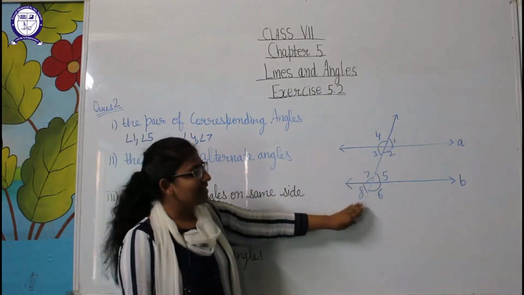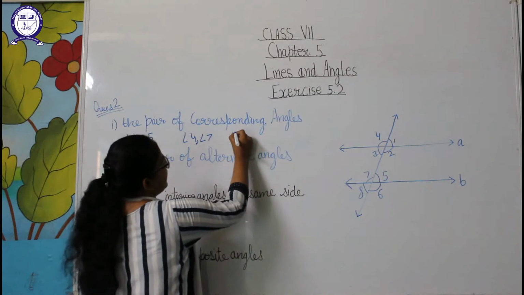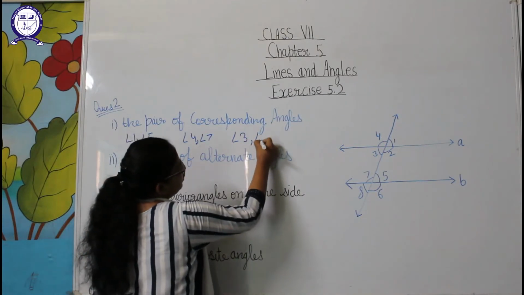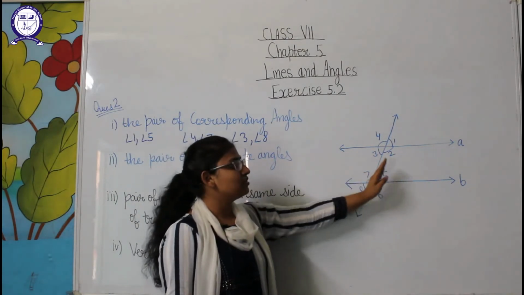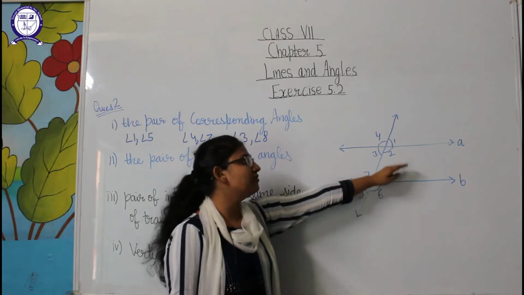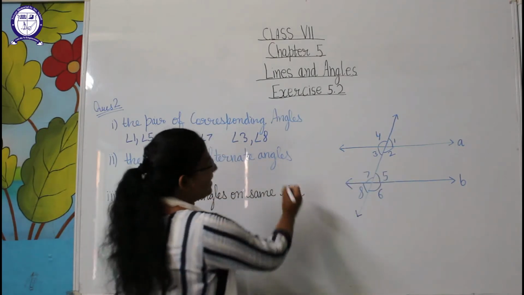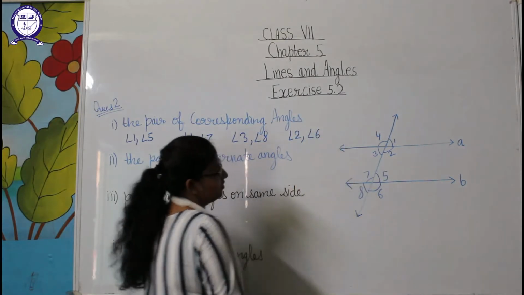Now angle 3 and angle 8, because they are on the lower part. Okay, so angle 3 and angle 8, and also they are on the same side of transversal. And angle 2 and angle 6, they are on the other side of transversal and also they are on the lower part of lines. So angle 2 and angle 6.